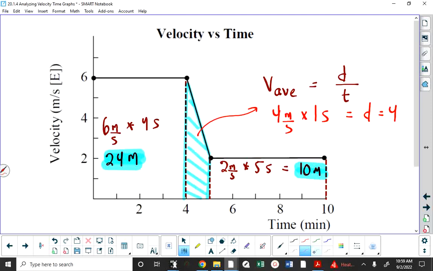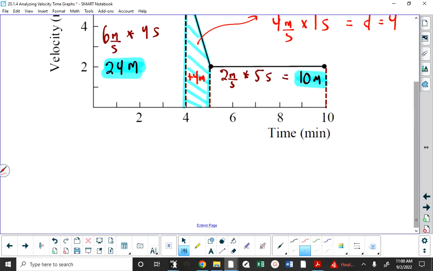You with me? So that means it's 4 meters here, and we can answer the question. 24 plus 4 plus 10 gives me 38. Okay. The answer to the question is 38 meters east. But finding that average speed is not always going to be easy.